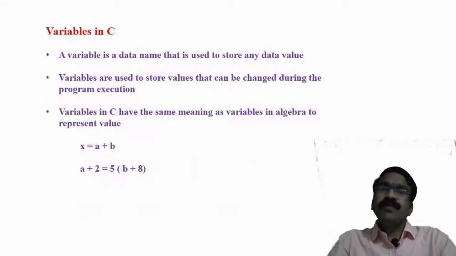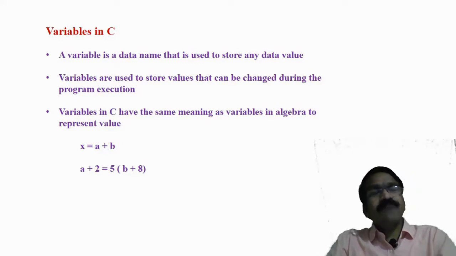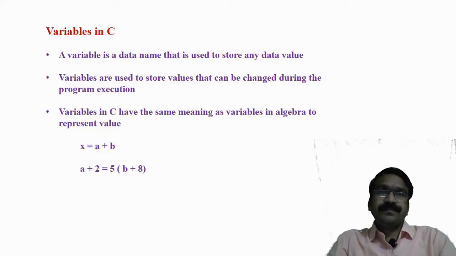Now we will see about variables. How do we define variables? What is a variable in the C programming language? A variable is a data name that is used to store a data value. Suppose there is a constant; when we want to store it, at that time we need a variable. Variables are used to store values that can be changed during program execution.